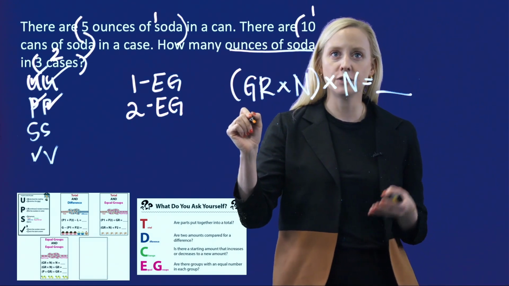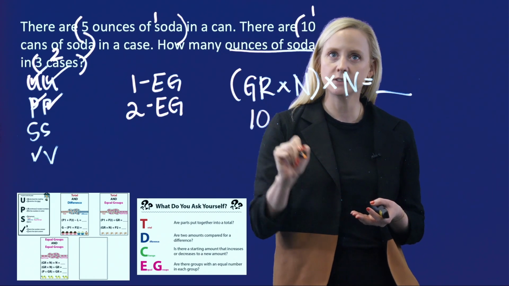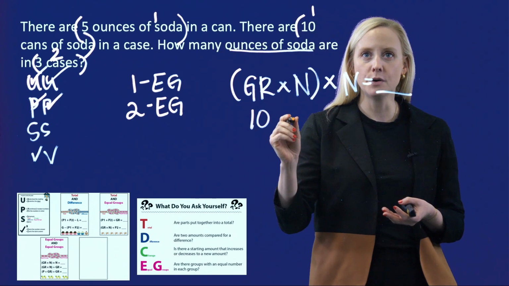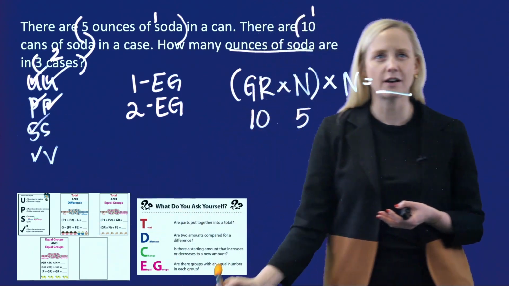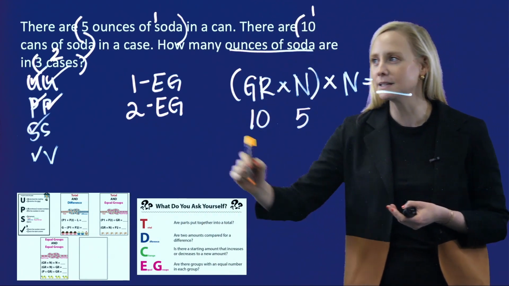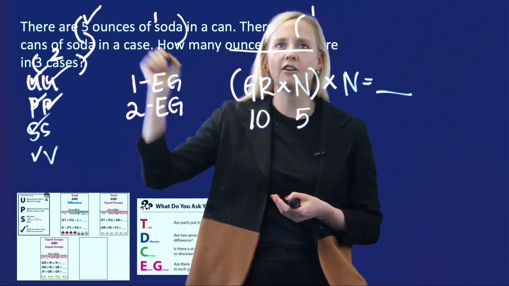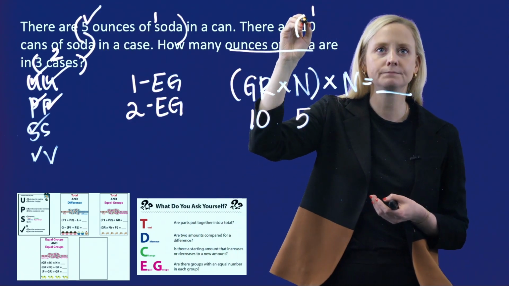So here I know that my groups are the 10 cans of soda, and I know that I have 5 ounces of soda in each can. I can go ahead and check off that first S to let me know that that schema step is finished. I like to check off my numbers after I use them.